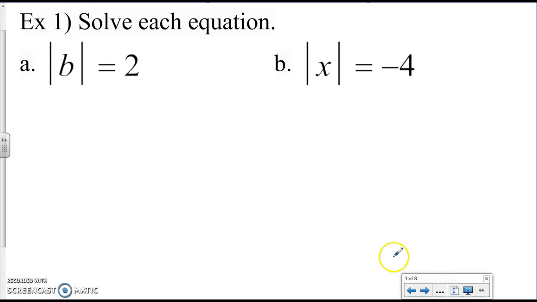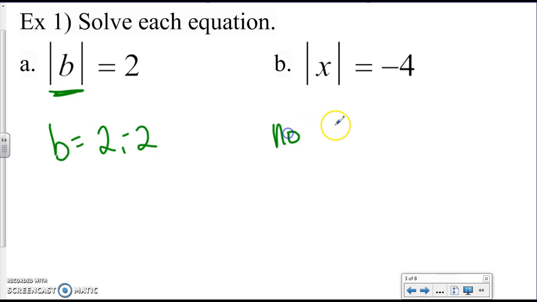So here's what you're doing today. You're going to solve absolute value equations. Anytime you have something simple where the absolute value is already alone, all we're doing is looking for the two numbers that are 2 units away from 0. Those would be 2 and -2. For the second one, I'm looking for the two numbers that are -4 units away. You can't be -4 units away from something, so this would be no solution. You can write it out or use your empty set.